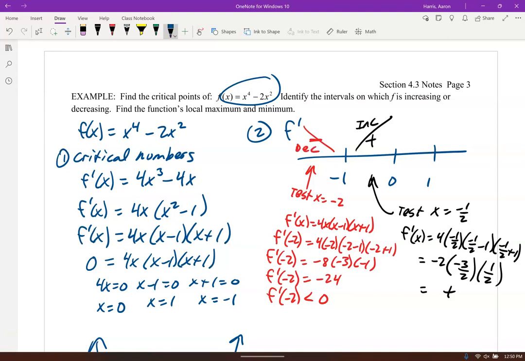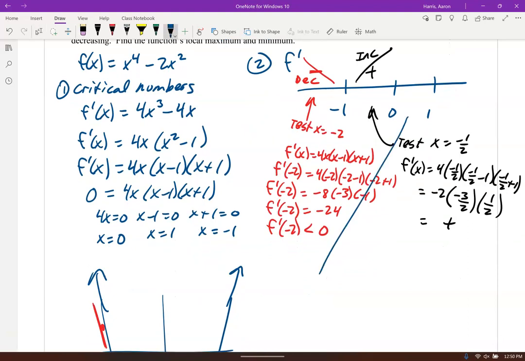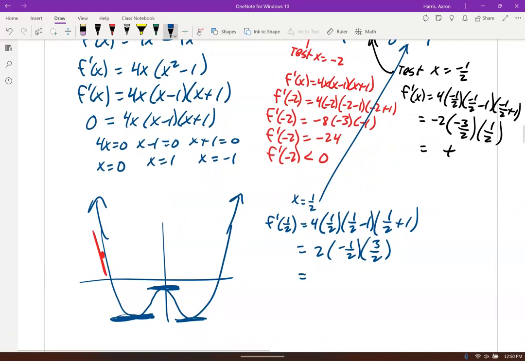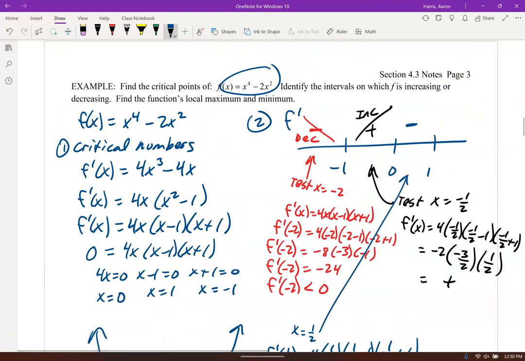Now I'm going to plug in something between 0 and 1, right? So I'll plug in 1/2. So I got 4 times 1/2, 1/2 minus 1, 1/2 plus 1. I got 2 times -1/2 times 3/2. A positive times a negative times a positive is a negative. So f prime of 1/2 is negative. The original function must be decreasing between 0 and 1.